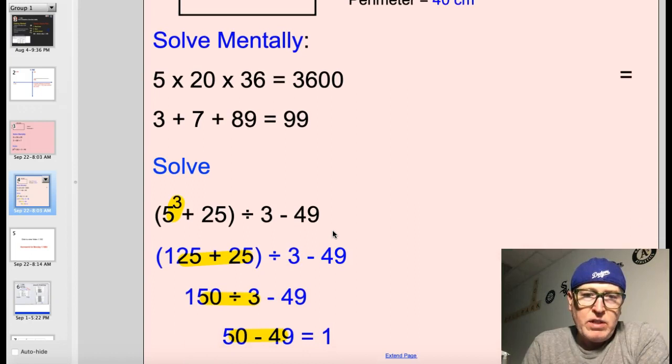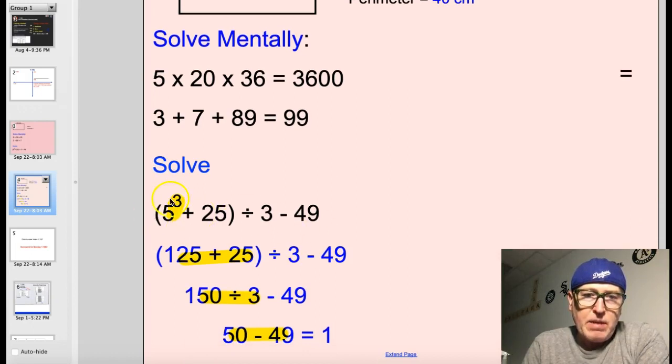All right, solving this one here, step by step, you're going to have to do 5 cubed first. That is not 15. That's 5 times 5 times 5, or 125. Next, you're going to have to do, inside the parentheses, the addition. We did the exponent, now the addition. That gives us 150. We're going to have to divide by 3, which is 50. Let's subtract 49. We've got 1.